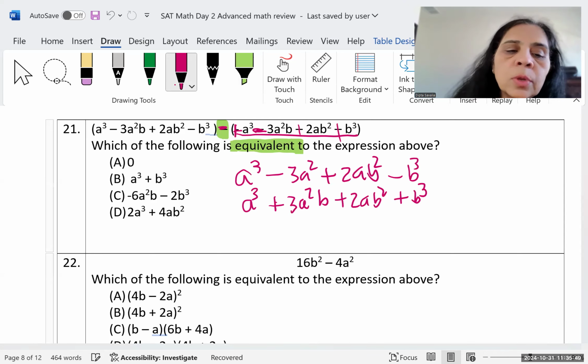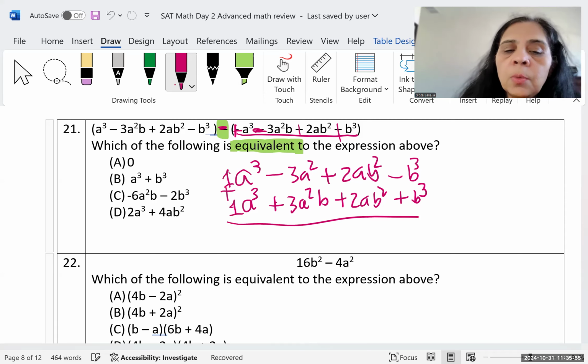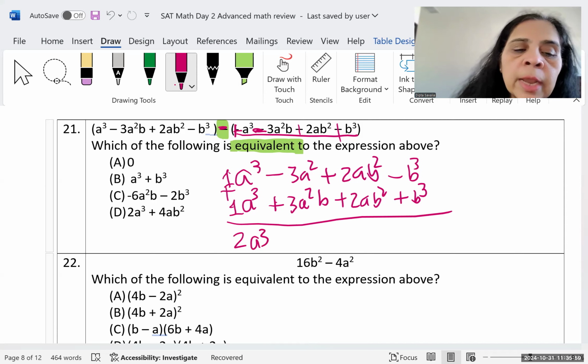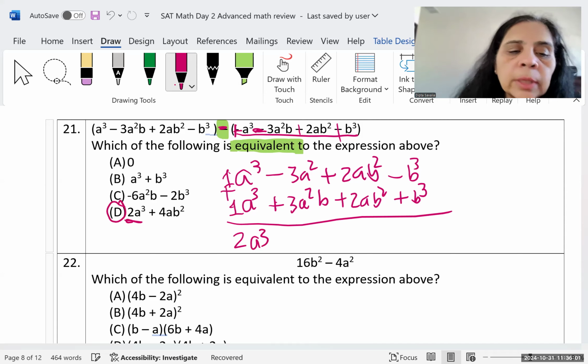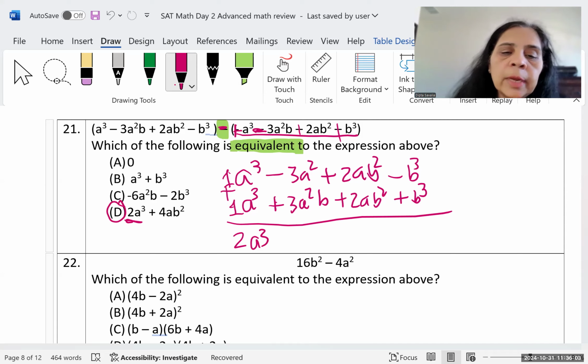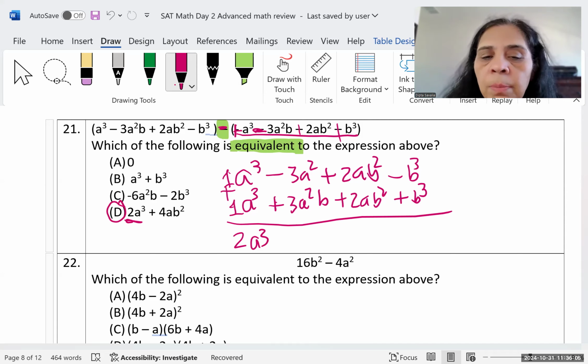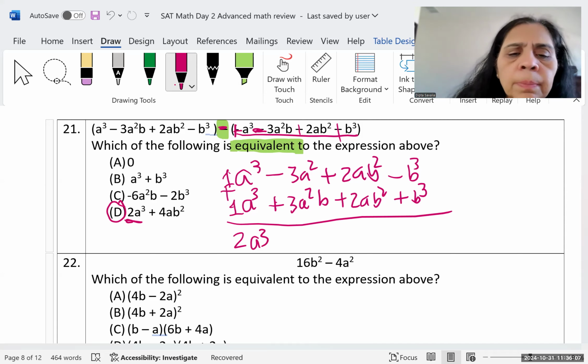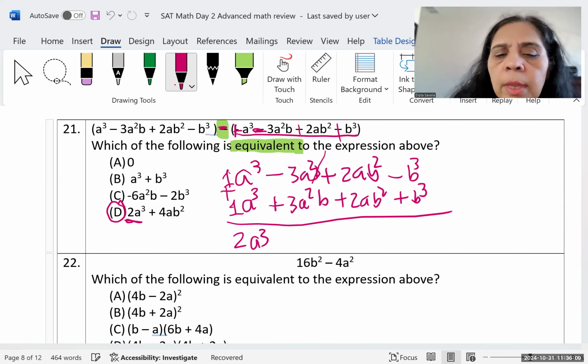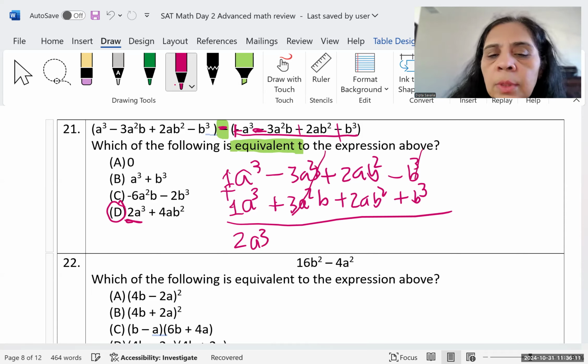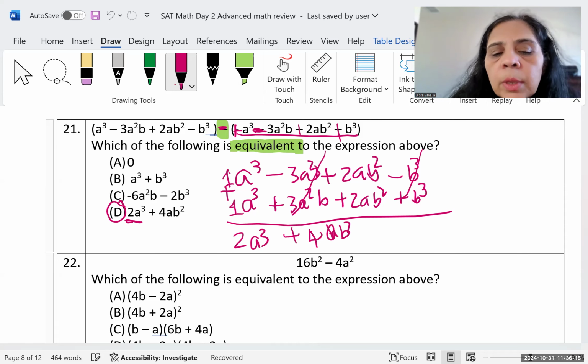All right. So now what we can see, if you combine, right? Here is 1a cubed, 1a cubed, which will give you 2a cubed. At the same time, you can check, we have a cubed only here. That's your answer. We don't have it anywhere else. In the middle part, you can just cancel this out, and if you want to check the whole thing, 4ab squared.